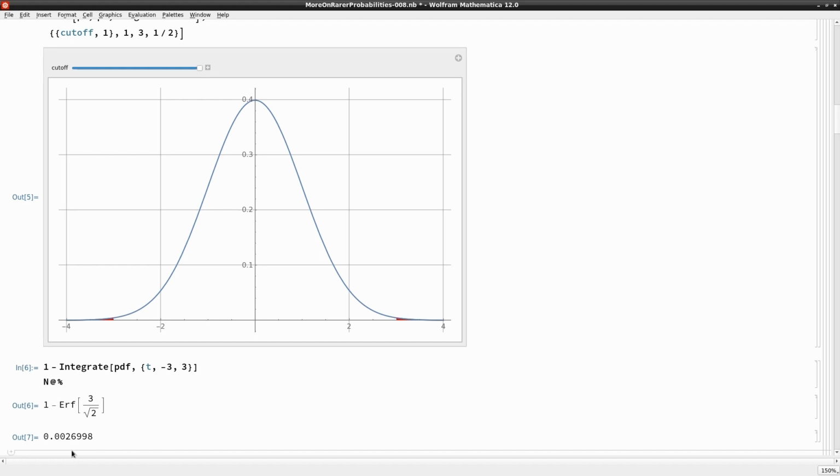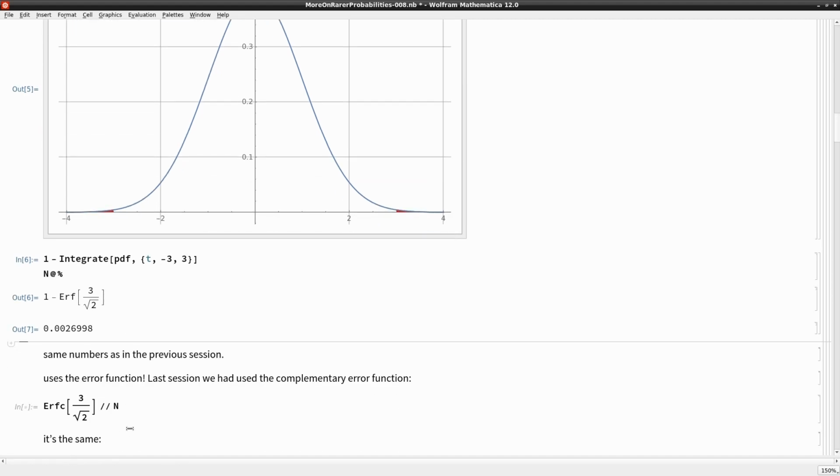So this is a very efficient way to compute this, and it also ends up being the fastest way, as I will show you in a moment. And note that these are the values that we are already familiar with from the last session. It's 1 minus the error function of 3 over the square root of 2, or 0.027. These are the same numbers as in the previous session, and this one now uses the error function.